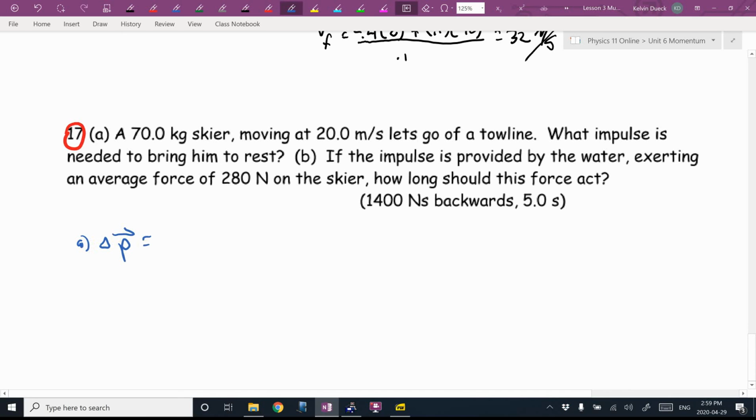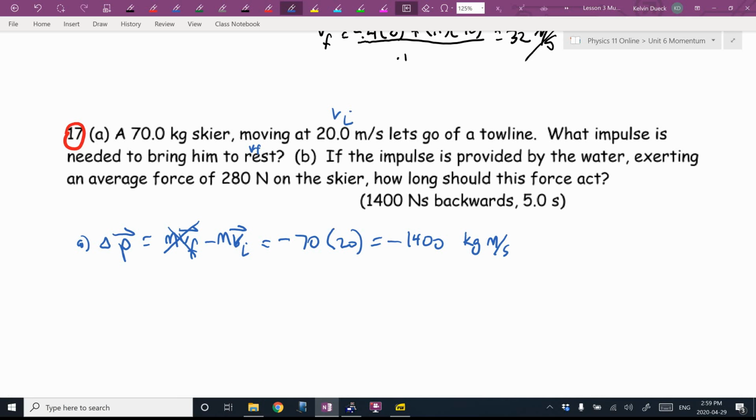Let's see, they gave me a mass. Here's a V initial. Here's a V final. I'm going to use mv final minus mv initial. Oh, and V final is 0. Yay! So it's going to be negative 70 times 20. It's going to be negative 1400 kilogram meters per second. Or you could use newton seconds. They're interchangeable. Or you could say backwards, instead of negative.